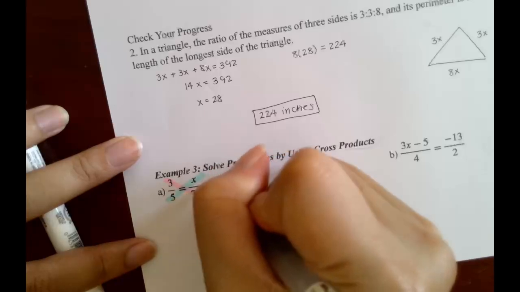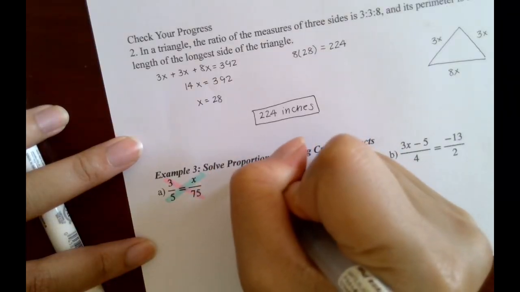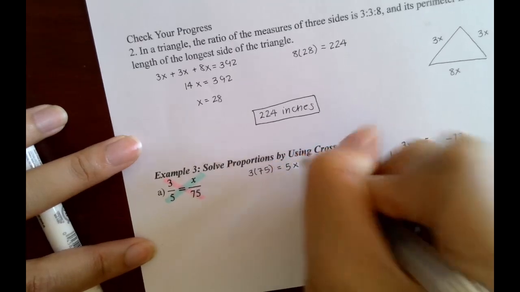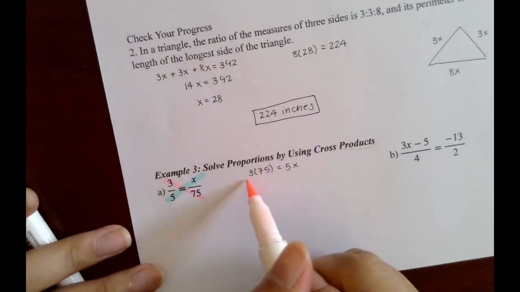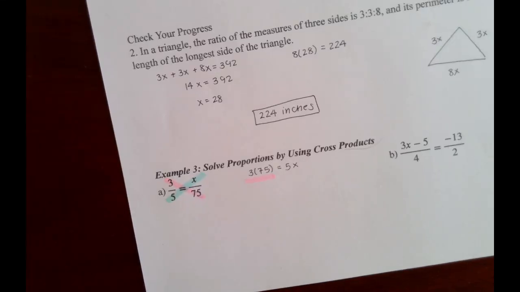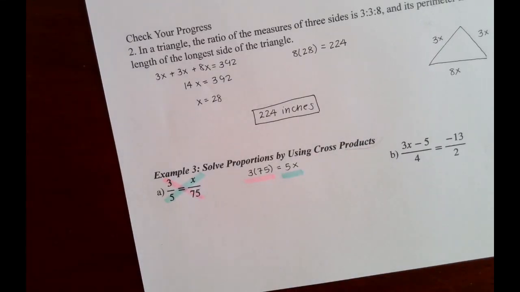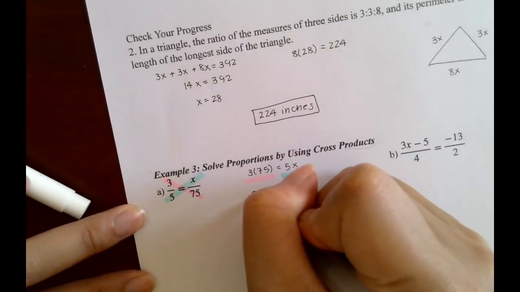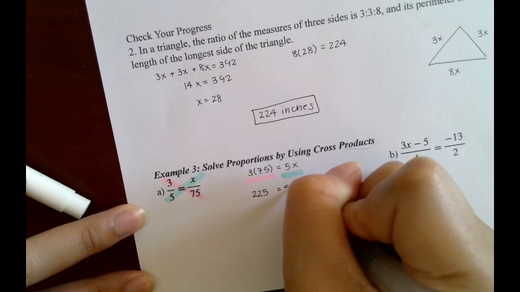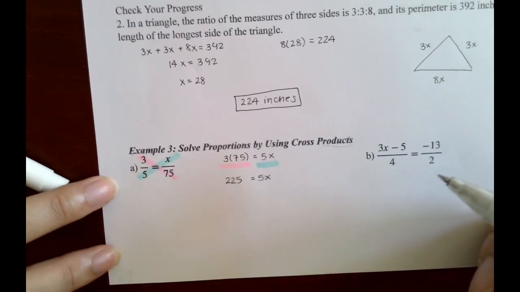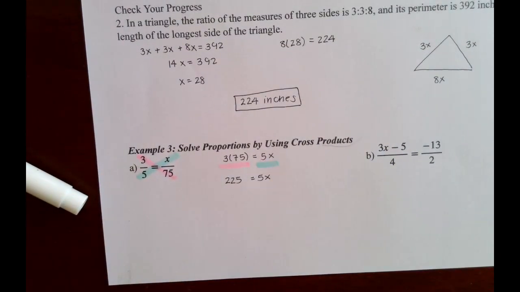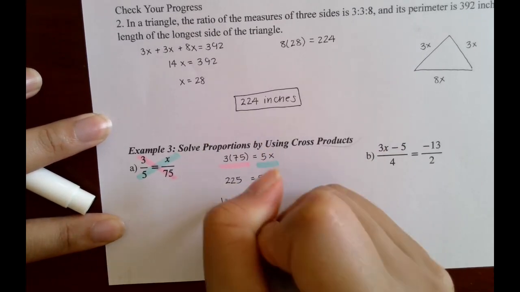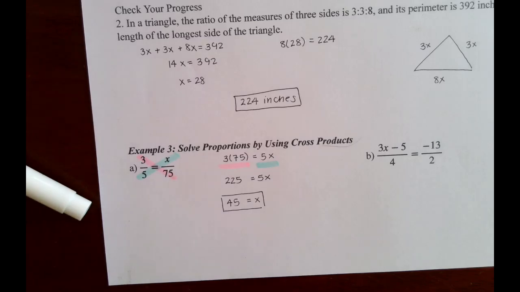So then it's going to be 3 times 75 equals 5 times x. So 3 times 75 comes from this, 5x comes from this. Okay. 3 times 75 is 225 equals 5x. And then I'm going to divide by 5 on both sides, and that gives me 45 equals x, or x equals 45. Okay, there you go.